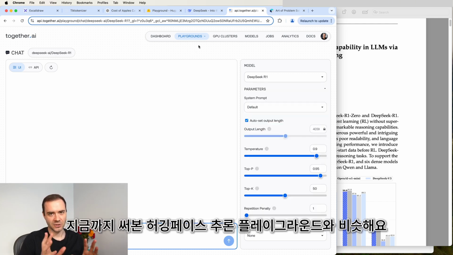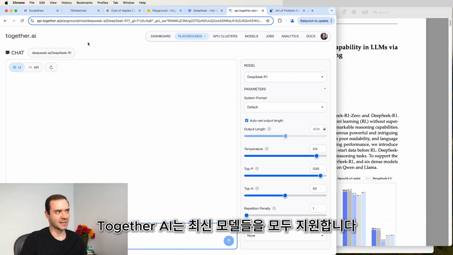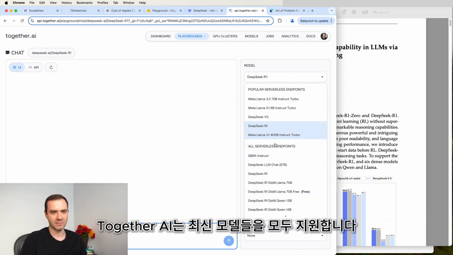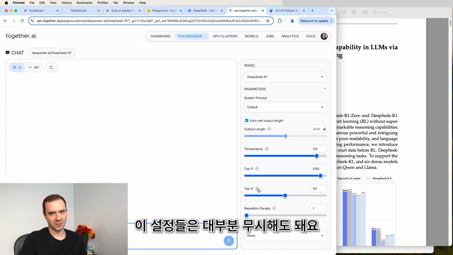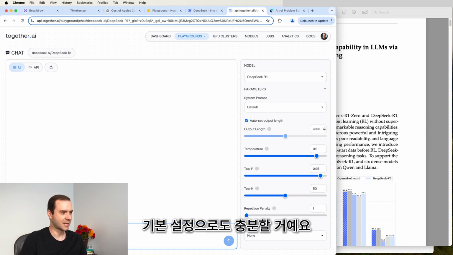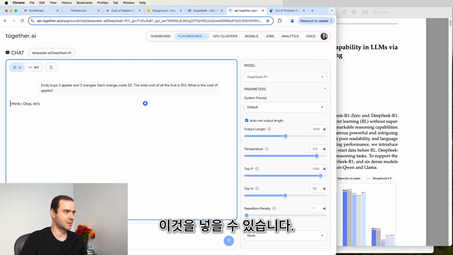So this is kind of similar to the Hugging Face inference playground that we've been playing with so far. But Together.ai will usually host all the state-of-the-art models. So select DeepSeek R1. You can try to ignore a lot of these. I think the default settings will often be okay. And we can put in this.